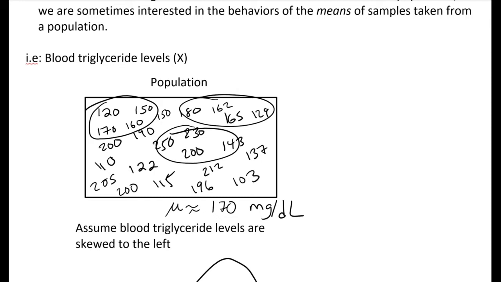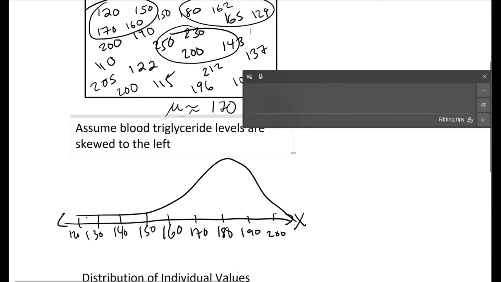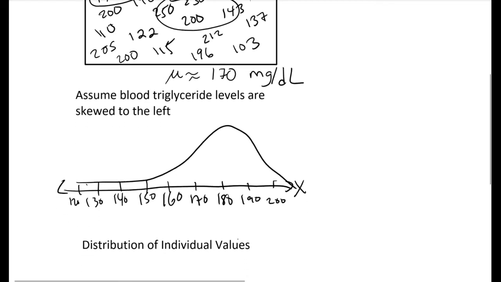All right, let's assume that based off of all of this data for all the patients, the population mean is 170 milligrams per deciliter. So if we were to average up all of these numbers, we're going to get 170. Now assume that if we graph this, we get something that is skewed to the left. Okay, so for example, if we're talking about the blood triglyceride levels in patients that are sick, they're probably going to be on the high side, right? So we'll assume that the data is skewed to the left, which means that we have a graph that looks like this.